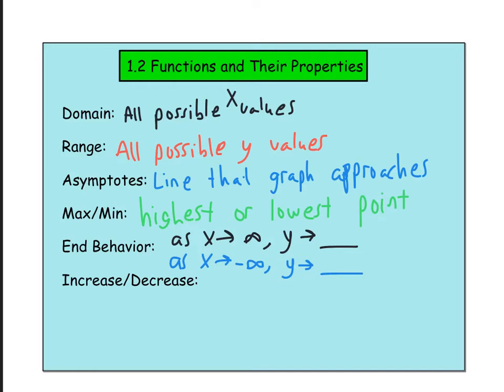Then increasing and decreasing: we're going to give an interval where the function is either going up or down. For example, think of a basic parabola. That function would be said to be decreasing all the way to a certain point, whatever that x value may be, and then from there, as x gets bigger, the y values are increasing. So we're going to find a way to describe where that is happening. That's kind of a lead into calculus.